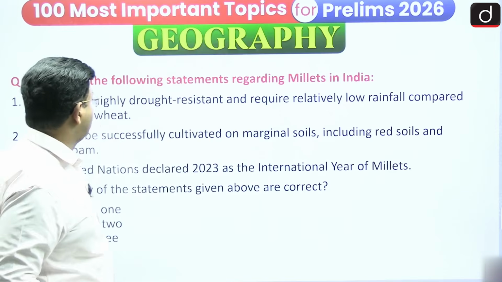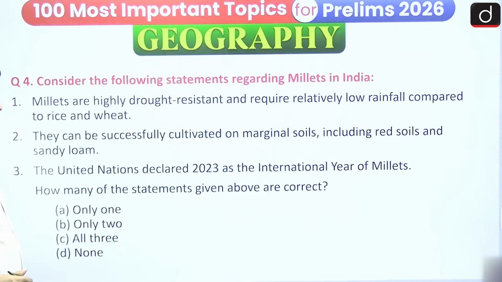So on the basis of that, consider the following statements regarding millets in India. Millets are highly drought resistant and require relatively low rainfall compared to rice and wheat. You have to say whether it is right or wrong. They can be successfully cultivated on marginal soil, including red soil, sandy loamy soil, etc. The United Nations declared 2023 as the International Year of Millets. So you have to answer this question on the basis of the understanding you have got, yes or no.